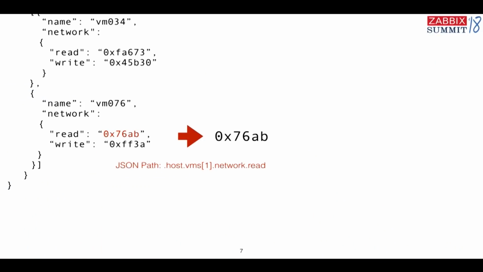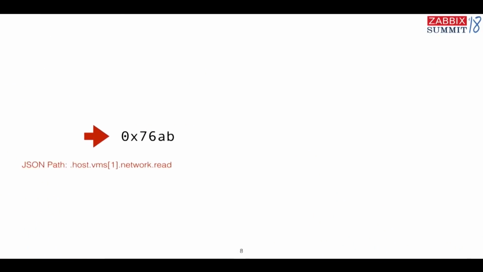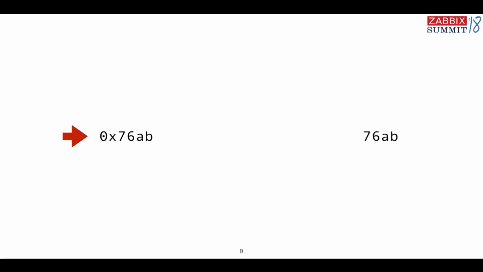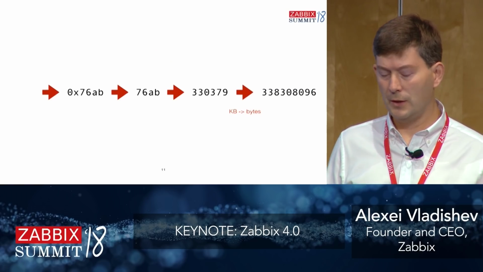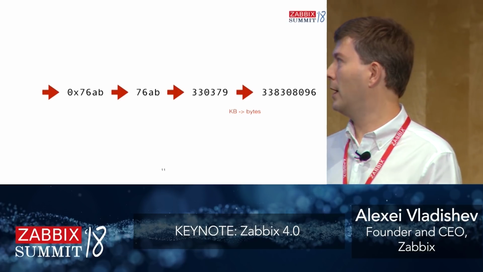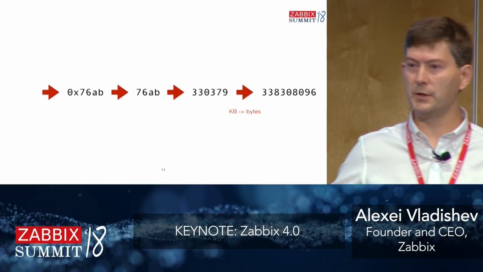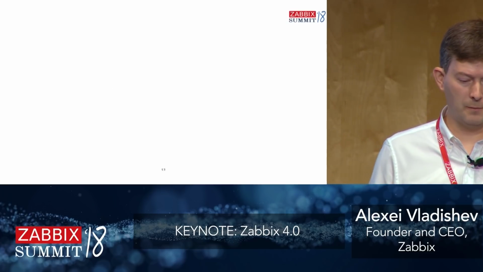This is how it works. We create a pipeline of very simple operations. Using JSON path, we extract the field we want. Then we may strip some parts of this value. Then we do a hex to decimal conversion. And if this is information in kilobytes, we also use a multiplier to convert it to bytes. So it's a very flexible preprocessing pipeline.